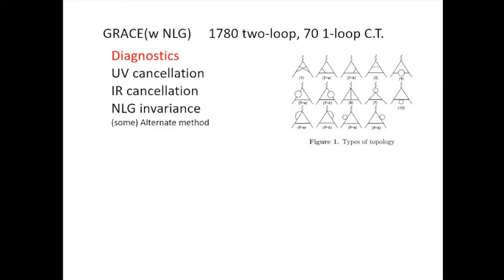The starting point always needs the automated system GRACE, and GRACE generates diagrams. In this case, we use the NLG, non-linear gauge fixing model. So we have this number of diagrams and 270 counter terms. And then we computed these in an automatic manner.